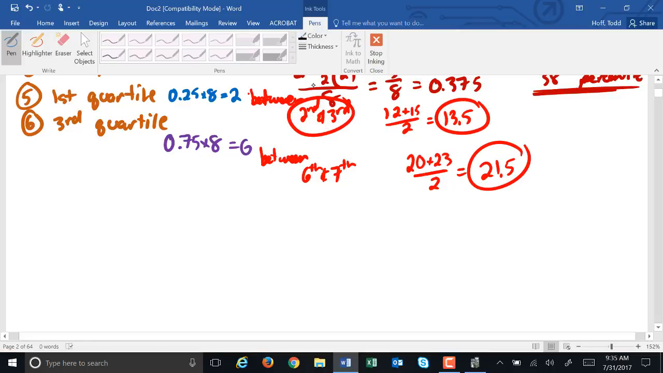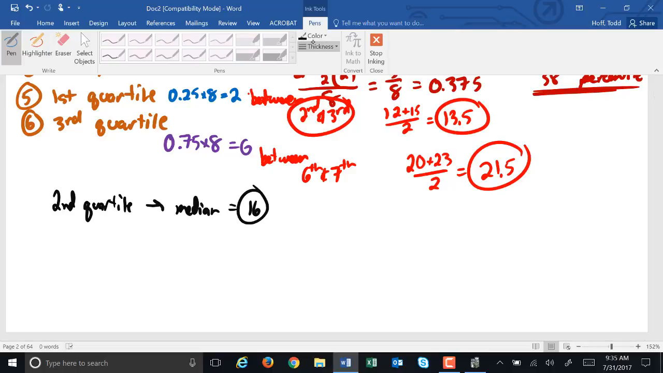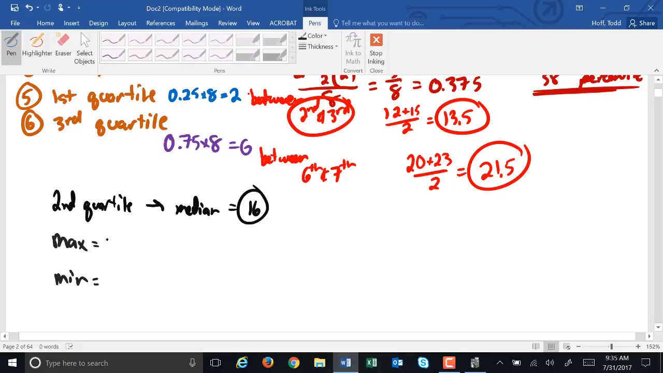Can anybody tell me why I didn't ask for the second quartile? Yeah, the second quartile is just the median, and we already found that of 16. So now with these numbers, the other things I could have asked for would have been max and min. What's the max? 27, and the min? 7.